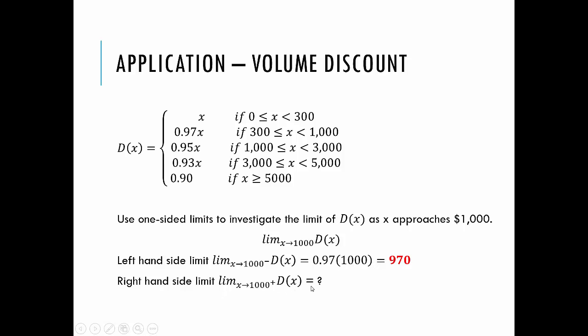Well, what if I'm coming from the right-hand side, which means I'm above 1,000? Then that would be this line, the 0.95x. So again, what's the limit as x approaches 1,000? You remember, it does not exist because the left-hand side does not equal the right-hand side.